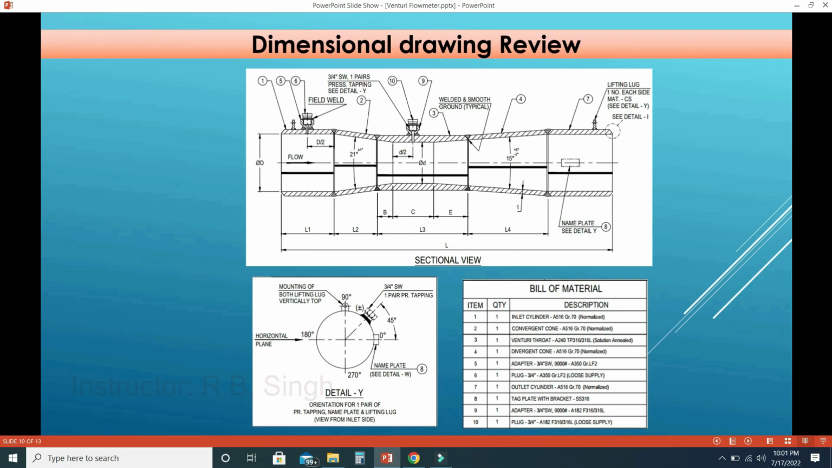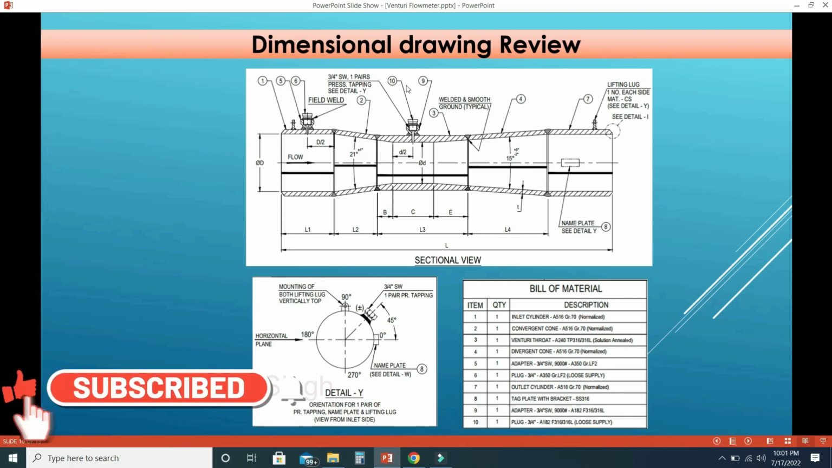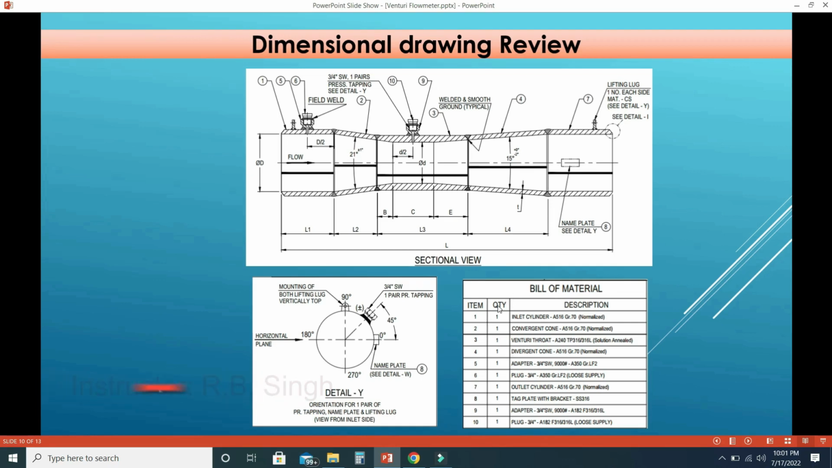First of all, we must check whether the tag number is correct or not, whether the model number is correct or not, and whether the number of tappings is there or not. So these are the tappings. You can see these are the tappings. Basically, these 1, 5, 6, every marked item is considered in the bill of material with quantity. So item number 1 is the inlet cylinder, and this is the material of this inlet cylinder, and the quantity is 1. Definitely 1 will be there.